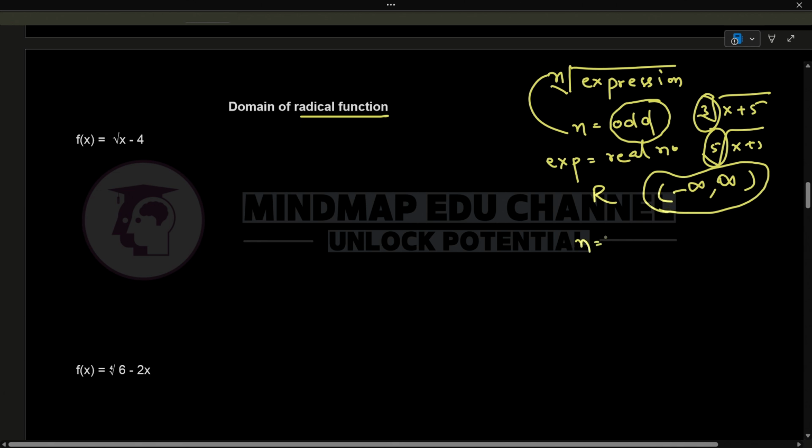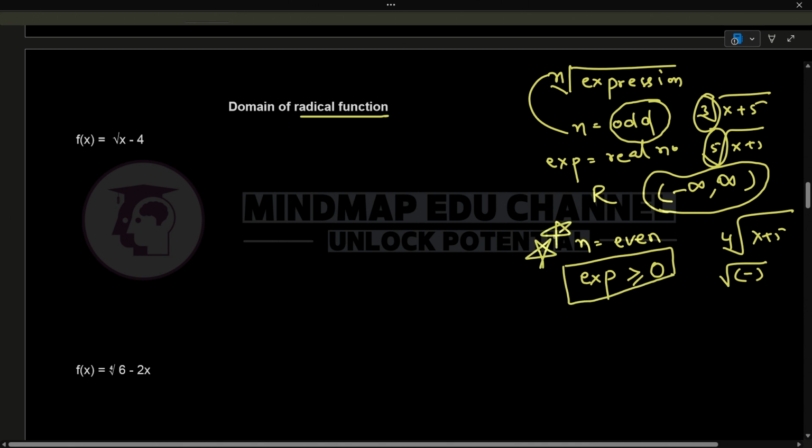And if the radical function is even, if n is even, like 4, with an expression like this, for example, in that case always set the expression greater than or equal to 0. Why greater than or equal to 0? Because according to our second rule, you cannot take the square root of any negative number. So set the expression greater than or equal to 0. An important point to remember.